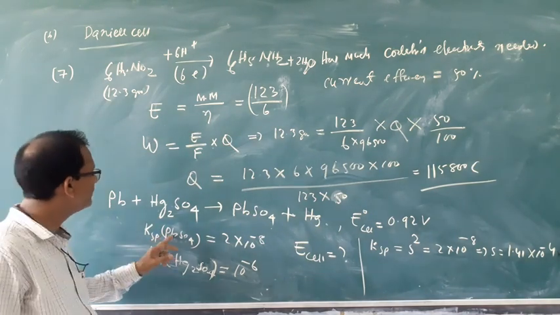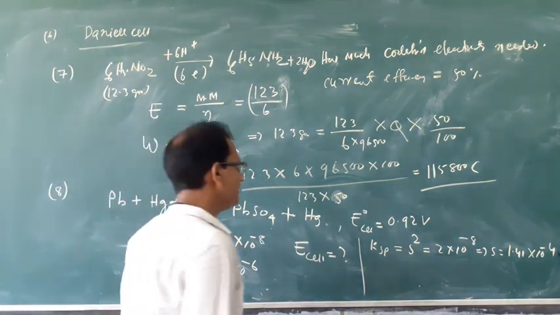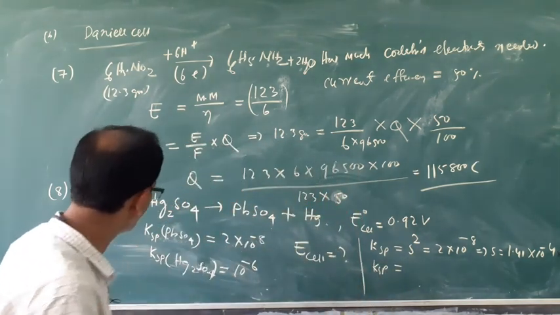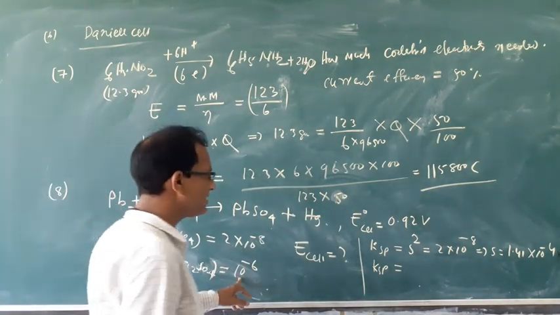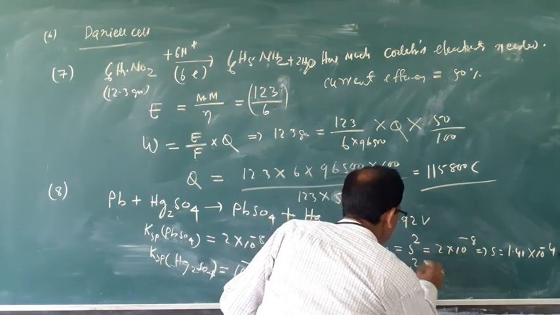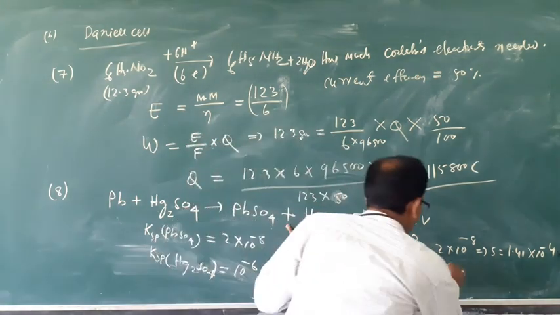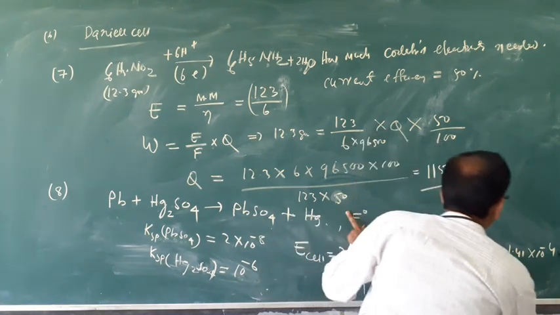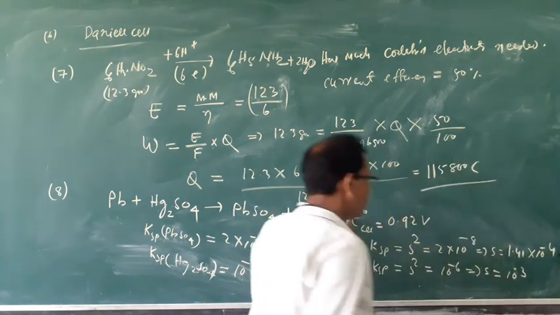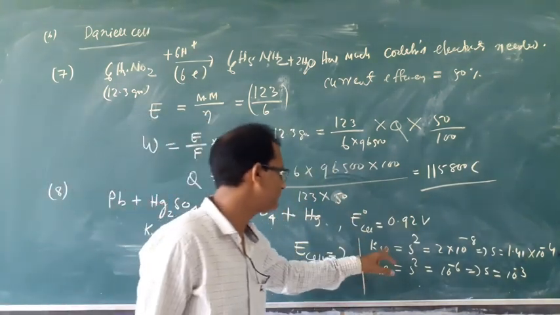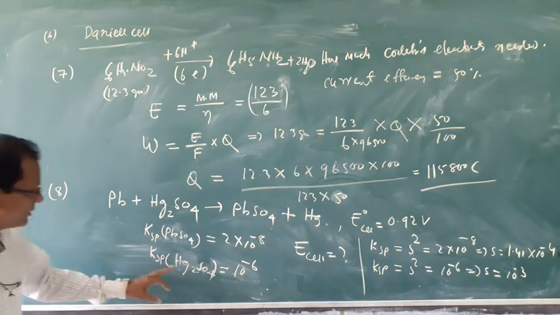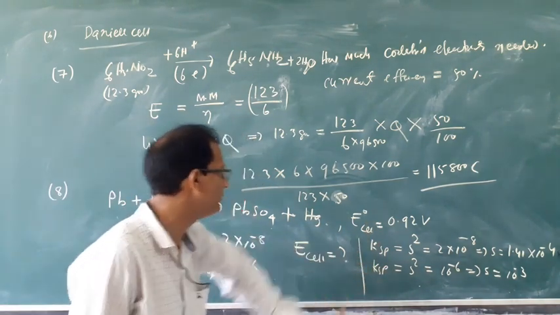This means the concentration of Pb2 plus. Similarly, what is the KSP of mercurous sulfate? It is 10 to the power minus 6, so that is also S square. S square is 10 to the power minus 6, implies S is equal to 10 to the power minus 3. So the solubility of lead sulfate is calculated and the solubility of mercurous sulfate is calculated.